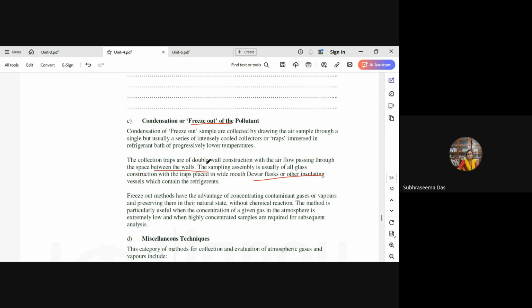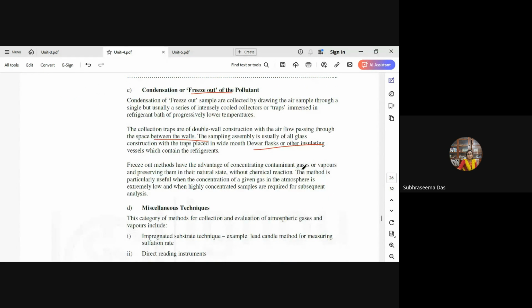Here the freeze out methods have the advantage of concentrating contaminated gas or vapors and preserving them in their natural state without any chemical reaction. One of the greatest drawbacks of chemical adsorption is that it has to undergo a chemical reaction. But in the condensation process, the gaseous pollutant is directly trapped into the collector vessel in its neat, natural state, without the occurrence of any chemical reaction.